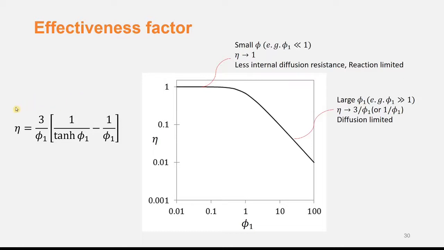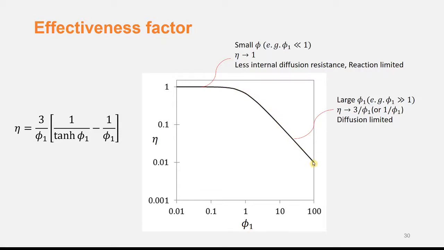This is the expression that we just derived for the effectiveness factor. We can plot the effectiveness factor as a function of the Thiele modulus phi 1, which shows that for small Thiele modulus, the effectiveness factor eta is nearly 1, so no diffusion resistance. And for large Thiele modulus, the effectiveness factor eta becomes small.